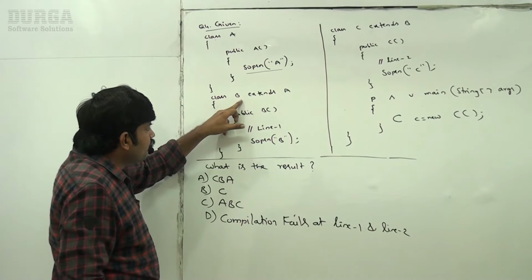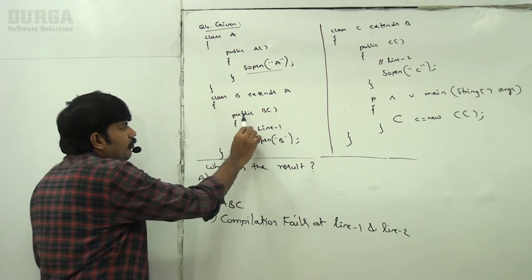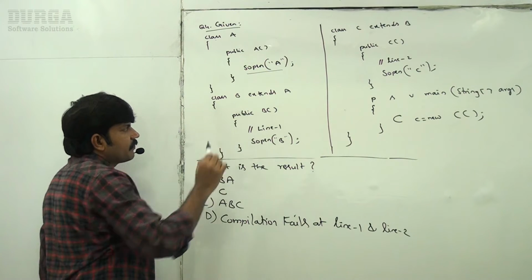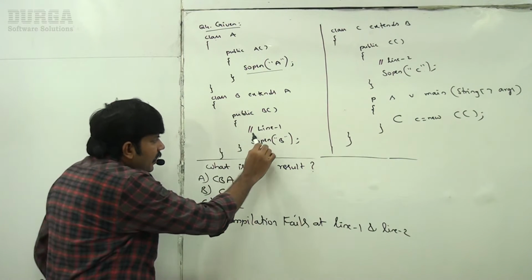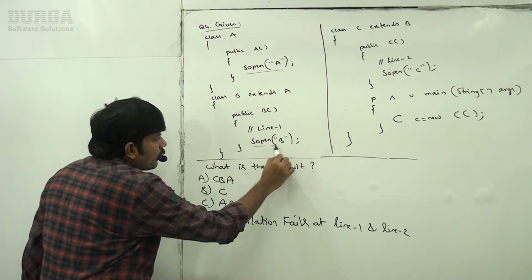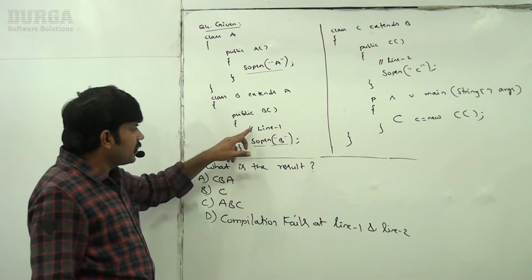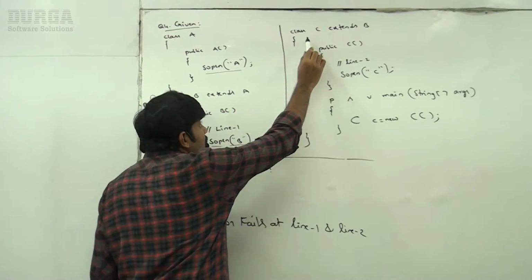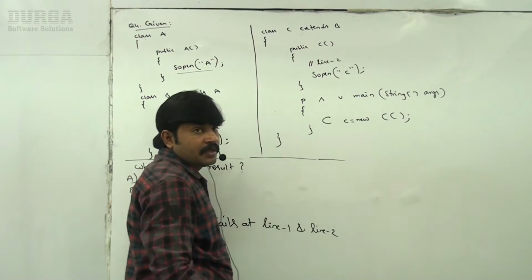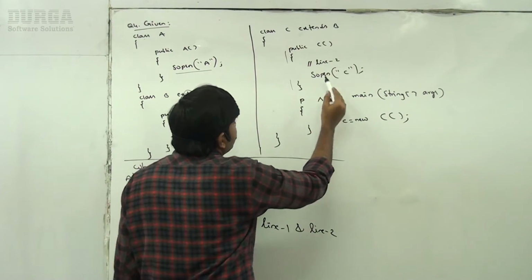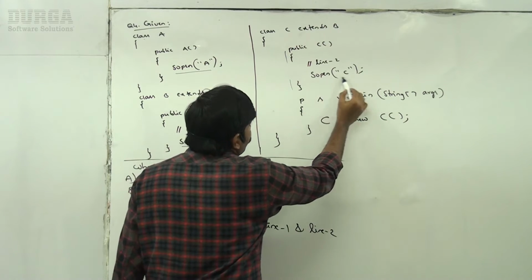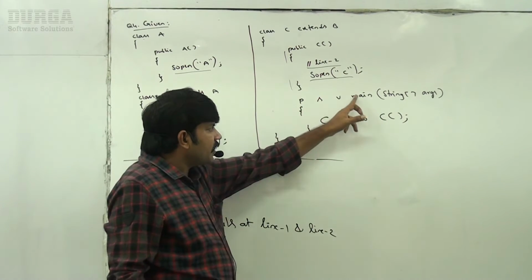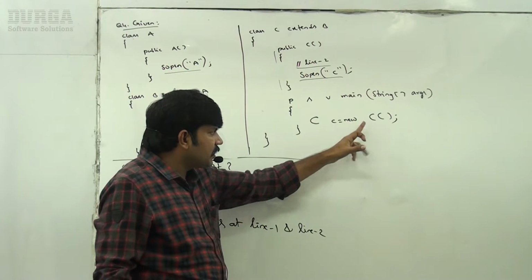Next, class B extends A, public B, and it is the child class of A, and the constructor line 1 and SOP of B. Just one commented line 1 is there, SOP of B. Next, class C extends B. Again, it is the constructor. Sir, it is the child class of B, SOP of C, and line 2 SOP of C, sir. Okay. Public static void main, C is equal to new C.